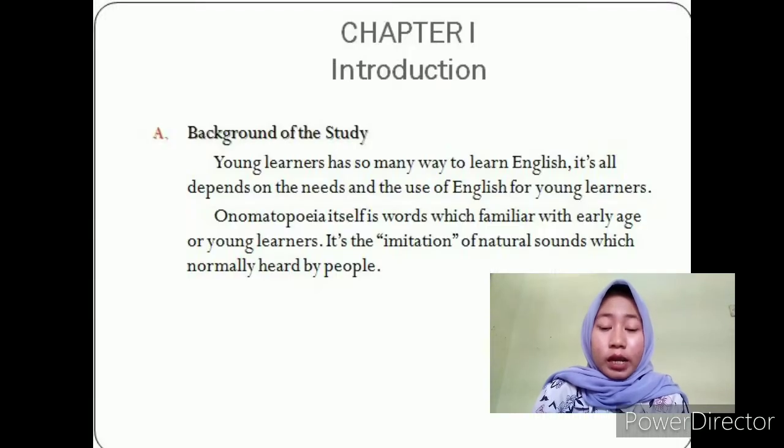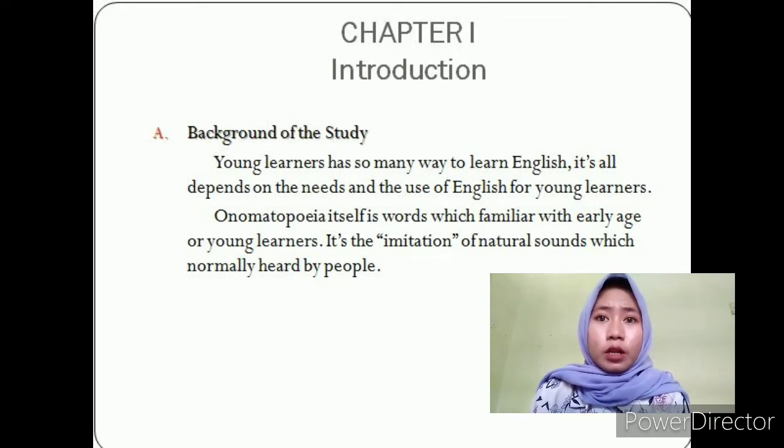Chapter 1. In this chapter 1, we will talk about the introduction of the study. We will talk about background of the study and then the formulation of the problem. Take a look to the background of the study. In the background of the study, young learners have so many ways to learn English, and it all depends on the needs and the use of English for young learners.